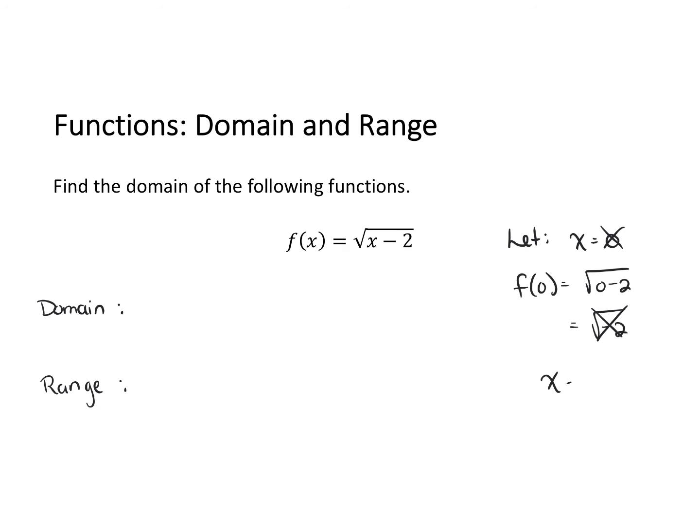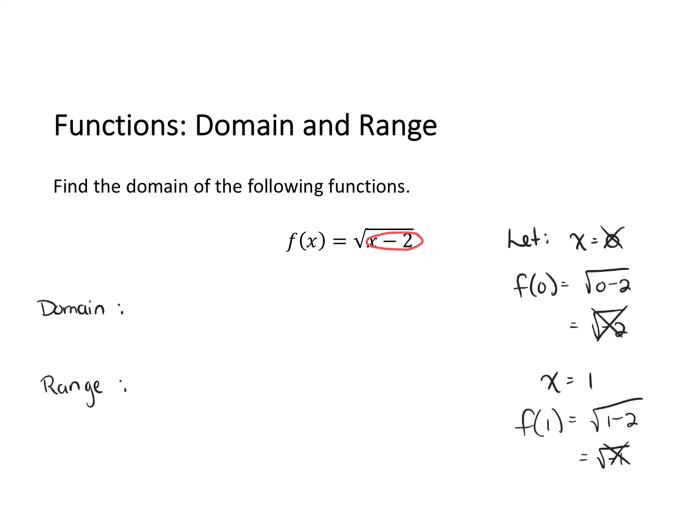So what if x was, let's say, what if x was 1? If x is 1, then f of 1, we get 1 minus 2, and notice again, I'm still left with a negative number inside the square root sign. I can't take the square root of a negative number, so x cannot be 1. So we could keep going on and on like this, or we can think about what values of x would cause x minus 2, which is what is underneath the square root sign, to still be a negative number.